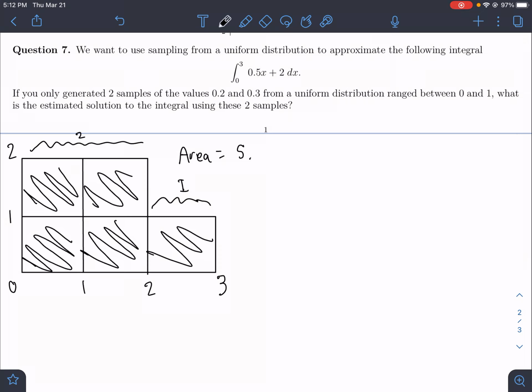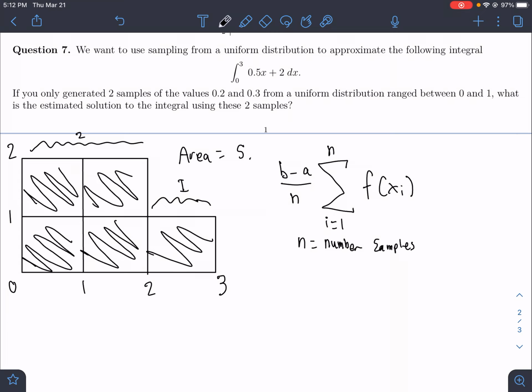Now, the Monte Carlo method tells us, and here's the formula for it, (b minus a) over n multiplied by the sum, that's a bad sigma, by the sum from i equals 1 of f of x sub i, right? This is where n is the number of samples, b is the upper bound, and a is the lower bound.